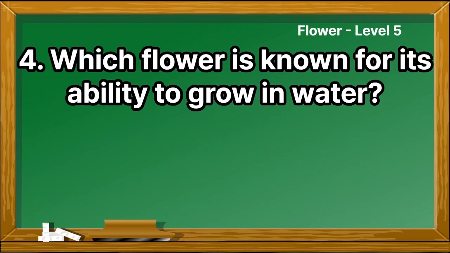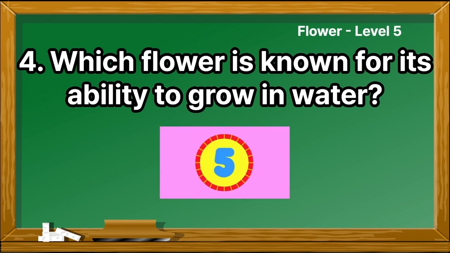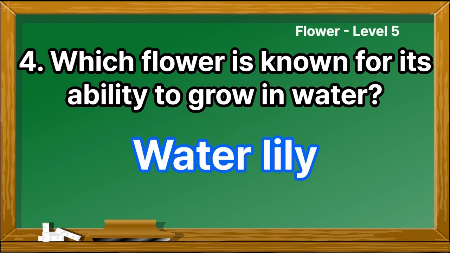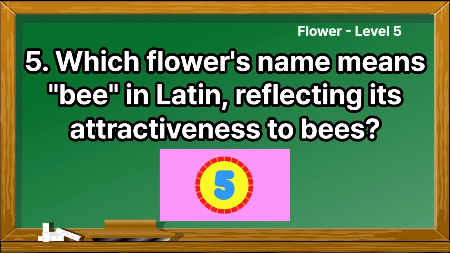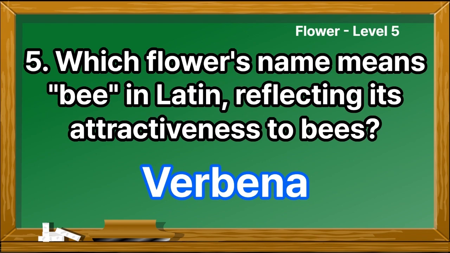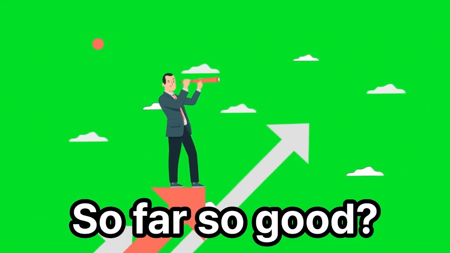Which flower is known for its ability to grow in water? Water lily. Which flower's name means bee in Latin, reflecting its attractiveness to bees? Verbena. So far so good?